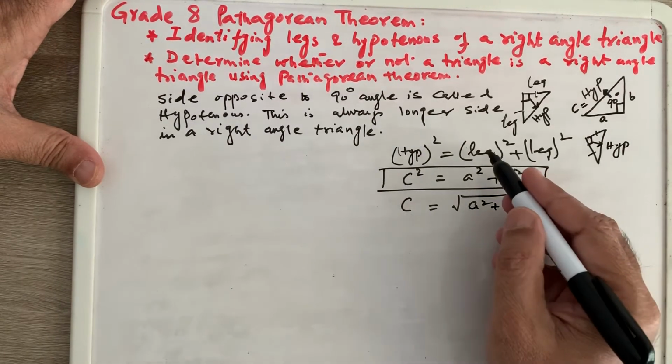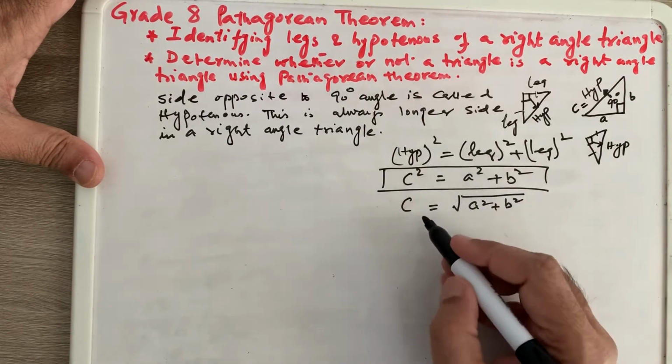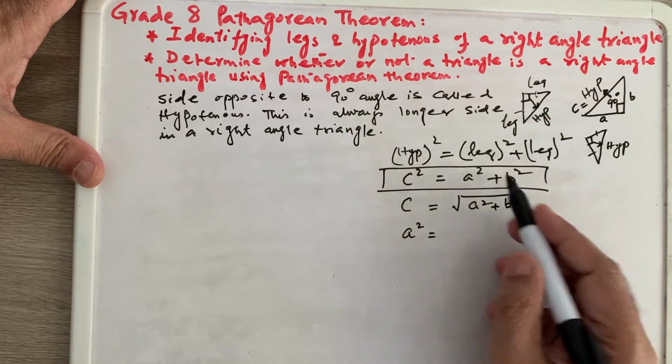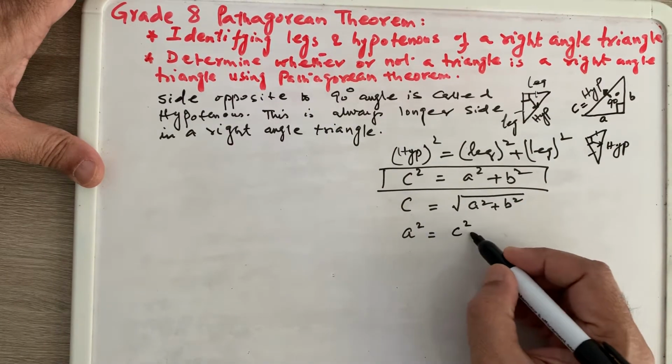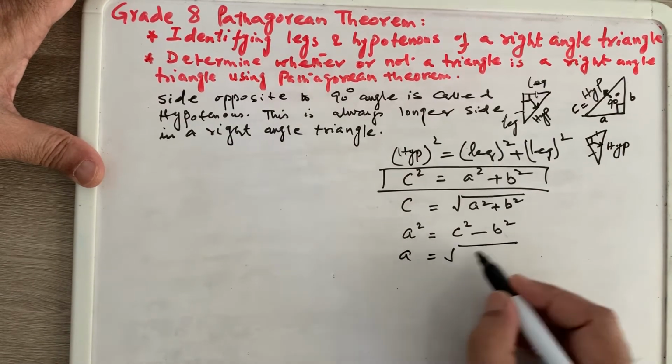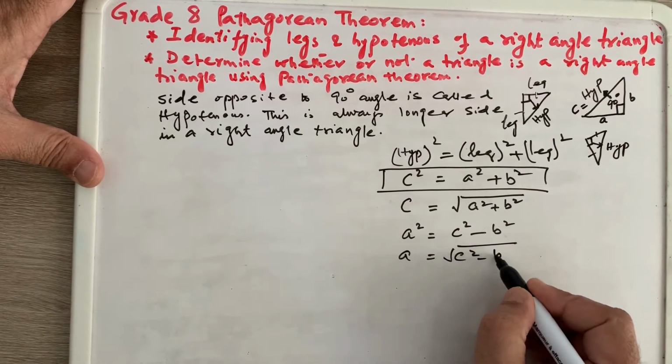Similarly, if I want to calculate A, then A square will be equal to, this B square has to go to the other side, so C square minus B square, and A will be equal to the square root of C square minus B square.